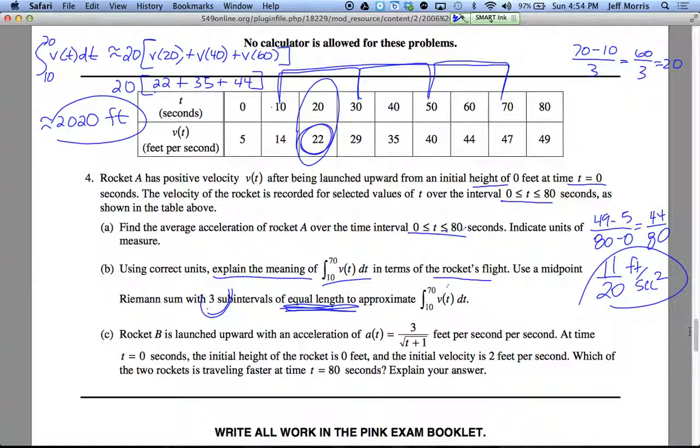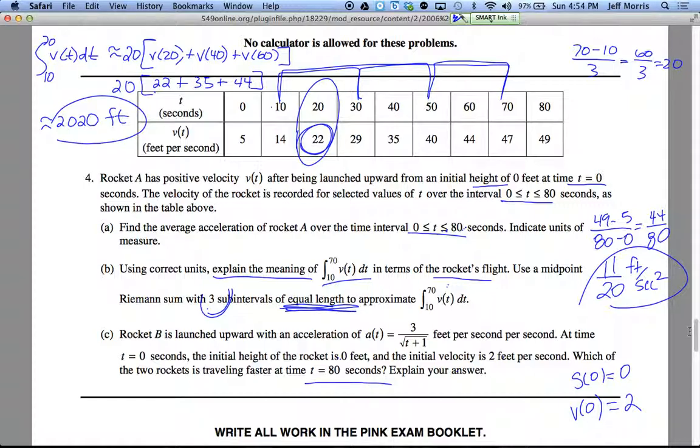Rocket B is launched upward with acceleration of A of t equals 3 over the square root of t plus 1 feet per second squared. At time t equals 0, the initial height of the rocket is 0. Okay, that's important. And the initial velocity is 2. Now, they're giving you this for a reason. They're giving you the position of the rocket at 0 seconds. They're saying its position at 0 is 0. They're giving you its initial velocity. They're saying initial velocity is 2. Which of the 2 rockets is traveling faster at t equals 80 seconds?